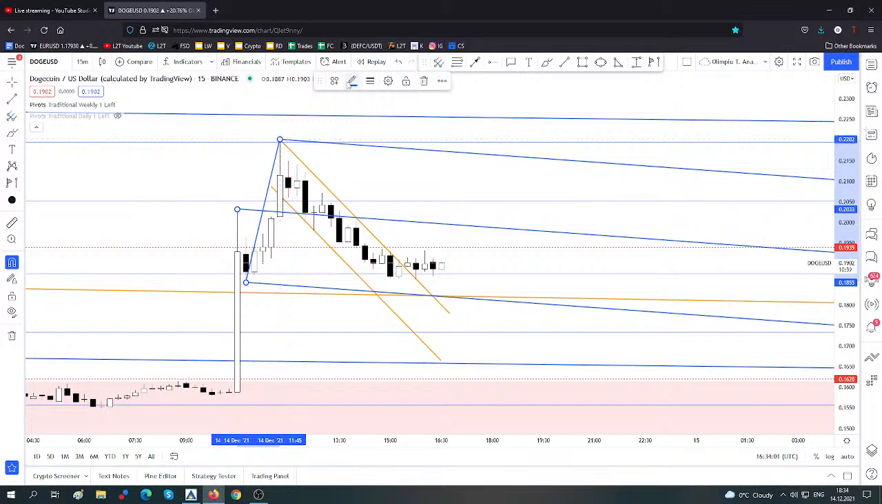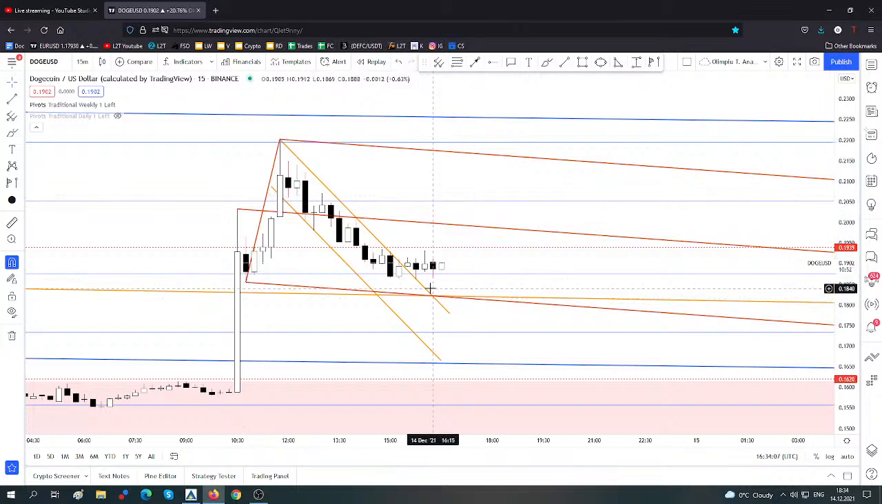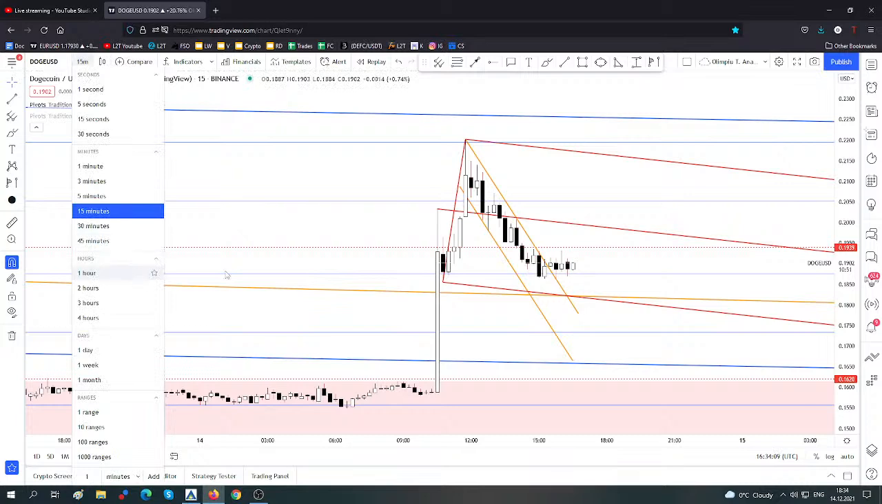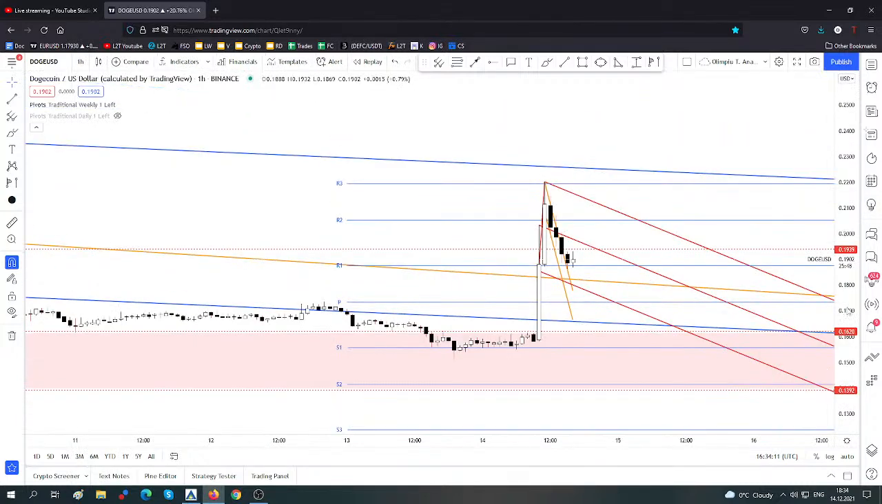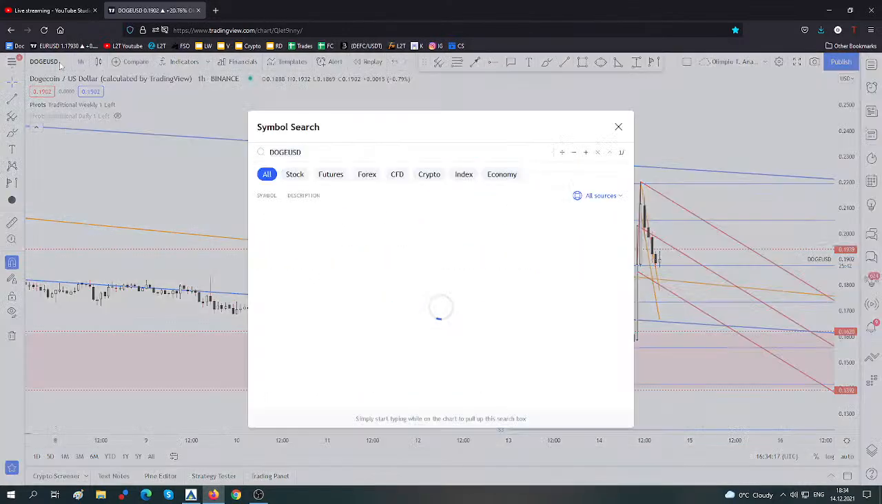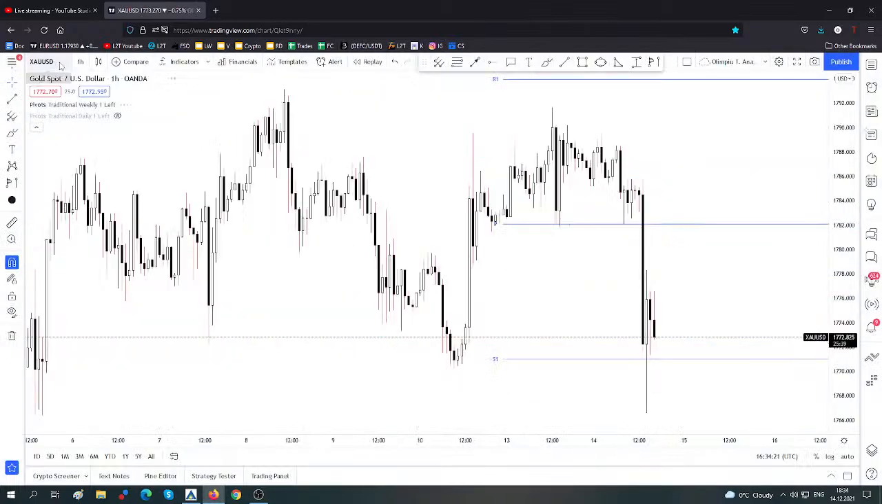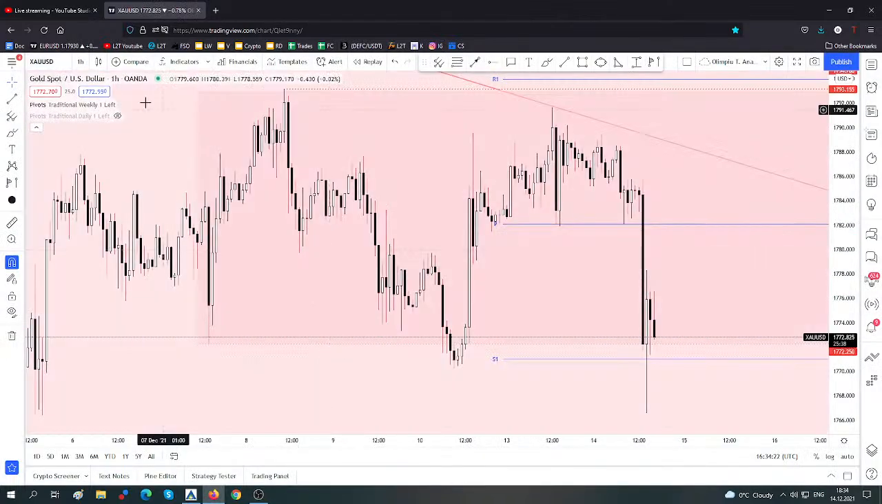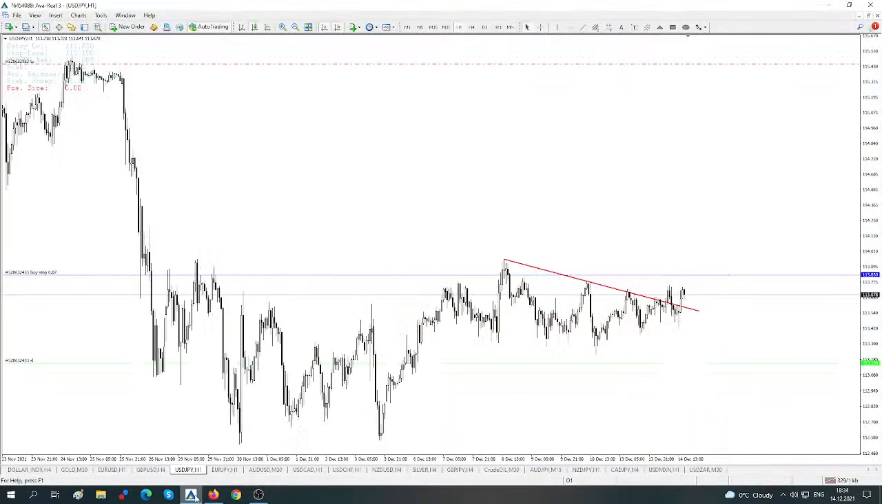Also something like this, maybe in the short term. Minor. Yeah, maybe I will keep an eye on Dogecoin as well, and maybe I will identify a new long opportunity for myself as well. Gold is still there.